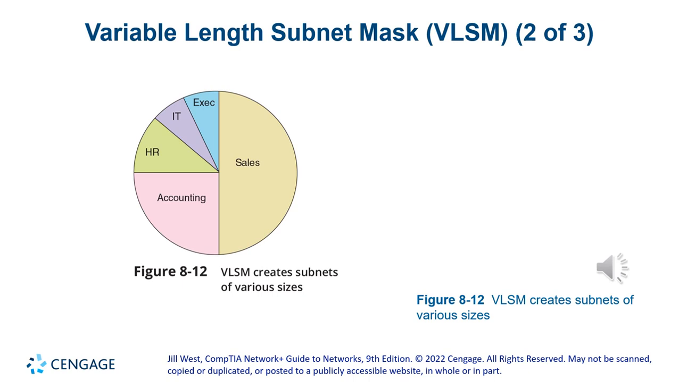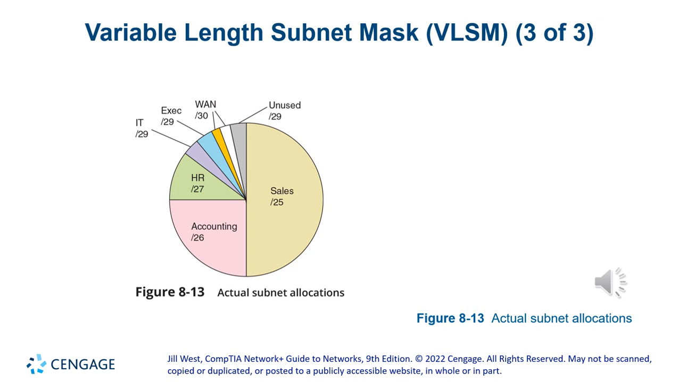And like I said, VLSM is the one that allows me to take one whole network and break it up into uneven sizes, as long as they are base 2 sizes. Base 2 meaning 2, 4, 8, 16, 32, 64, or 128. So now on this one, they've broken the IT and the executive into smaller pieces to create more networks from the one network, with some IPs unused.